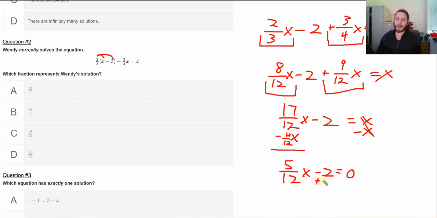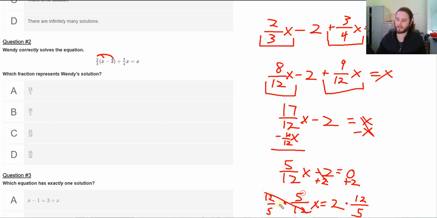From here, I'm going to add 2 to both sides of the equation. And that's going to give me 5/12 of x equals 2. And when I divide both sides by 5/12, I'm really just multiplying by the reciprocal. So I am doing 12/5 multiplied to both sides.